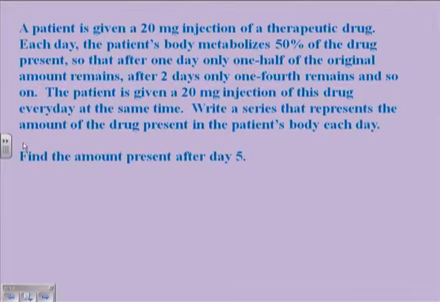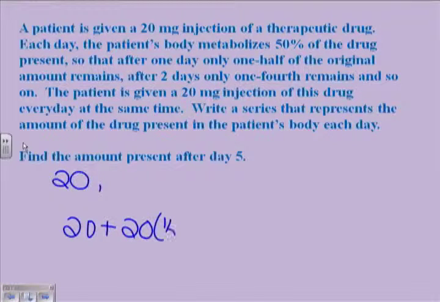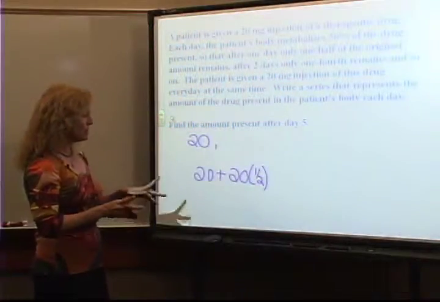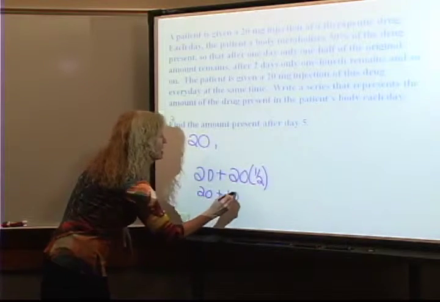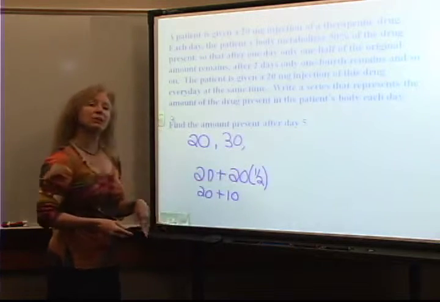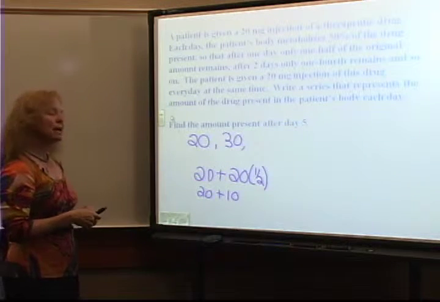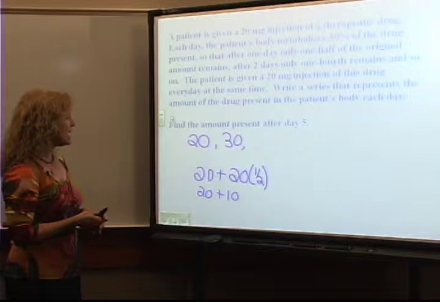So for the first day, we're going to assume that the patient has the 20 milligrams that was injected. But now to find out how much is in the second day, we would take the 20 for the second day, plus they have half of the 20 left over from yesterday's injection. So 20 plus 10, we end up with 30 milligrams as the amount of medication in the patient's body on that second day.